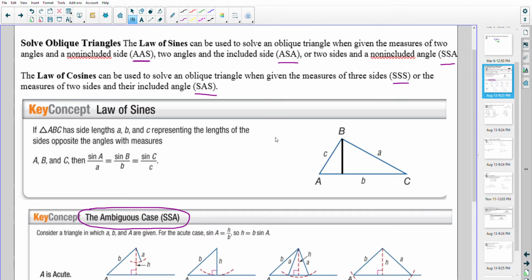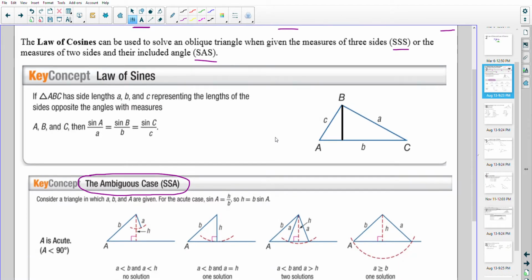So I want to first develop the law of sines by looking at this non-right triangle. And the first thing I'm going to do is drop a height down and write down that the sine of A is equal to h over c, opposite over hypotenuse, and the sine of angle C is equal to h over a. And when I solve both of these for h, I end up with this.